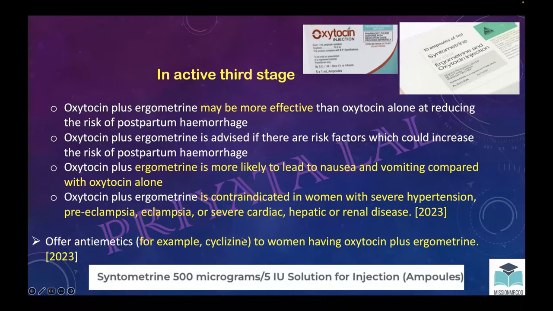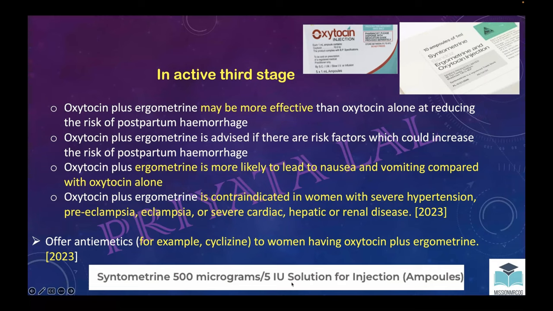Now syntometrine, what are the components? So 500 micrograms of ergometrine and 5 international units of oxytocin. So you should know this about syntometrine. Apart from this, now they have changed active management for third stage of labor, vaginal birth. Now they have given 3 regimes.